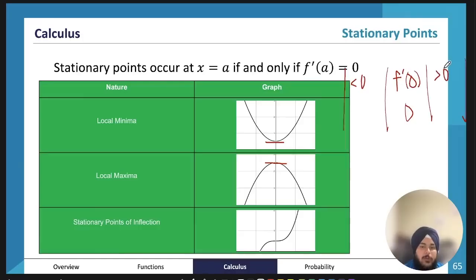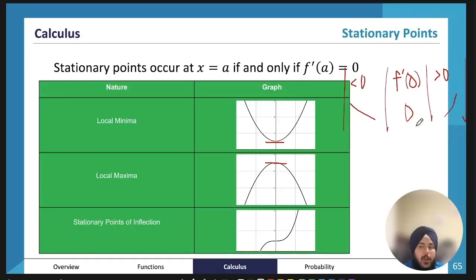Something very close, probably like -1 and +1. And then we can determine if the gradient at those points is negative or positive. Well, there won't be 0, but are they negative or positive? So if you get something like negative and then positive, then you can see that it forms a local minima. So therefore, the nature of that stationary point is going to be a local minima.